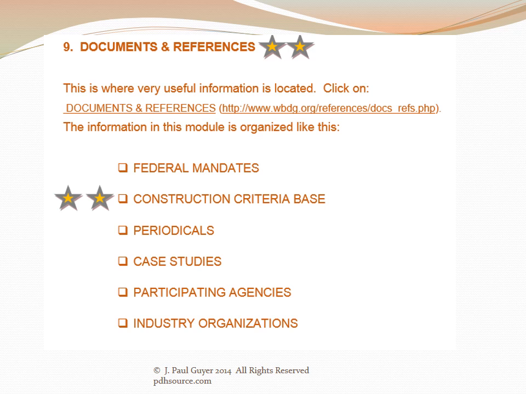The Documents and References tab is where very useful information is located. Click on the link indicated. The information in this module is organized like this: federal mandates, construction criteria base, periodicals, case studies, participating agencies, and industry organizations. By far, the most valuable element in the whole building design guide is the construction criteria base, indicated here with the 2 happy stars.